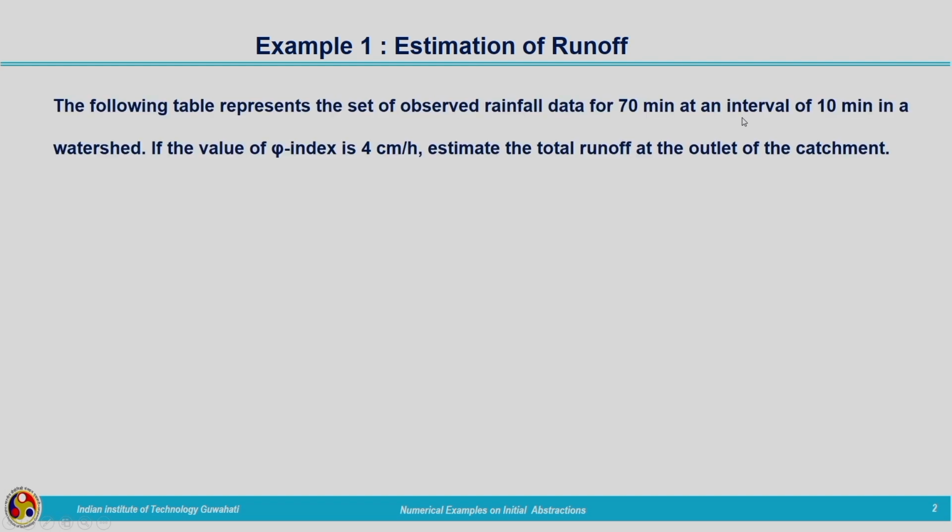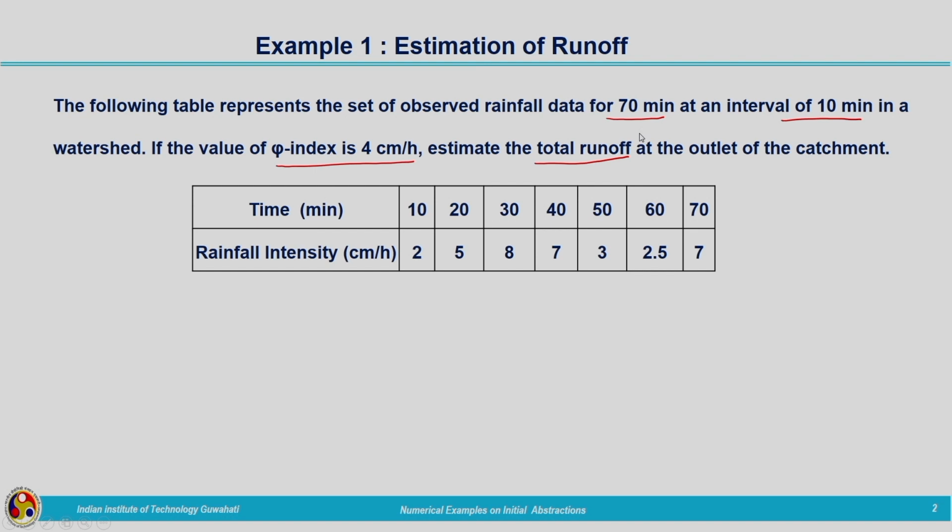So, example 1 is related to estimation of runoff. Let me first read out the question. The following table represents the set of observed rainfall data for 70 minutes at an interval of 10 minutes in a watershed. If the value of phi index is 4 centimeters per hour, estimate the total runoff at the outlet of the catchment. The rainfall data is tabulated here, time is given in minutes and rainfall intensity is given in centimeters per hour.